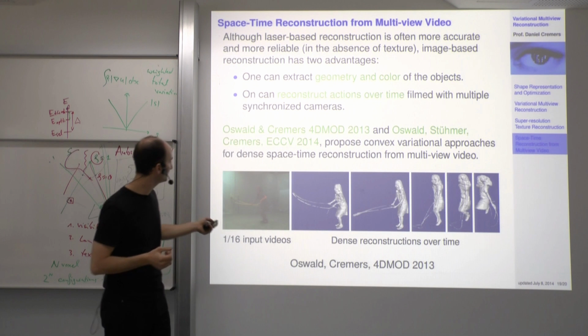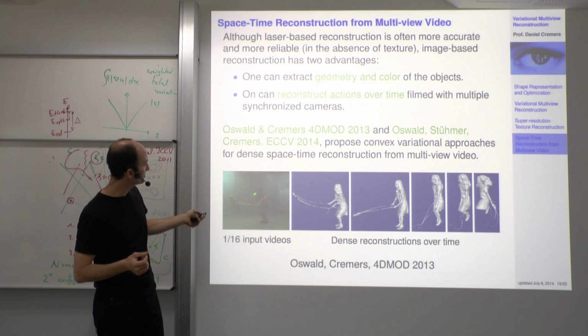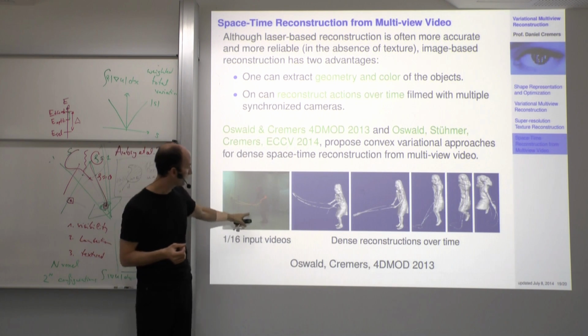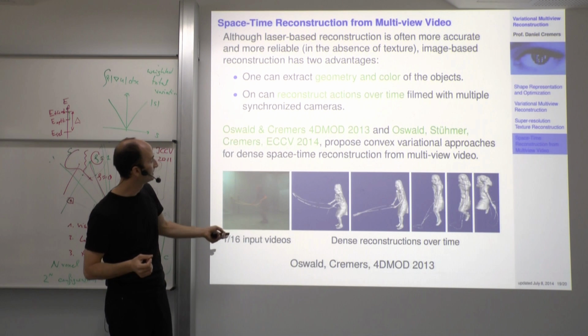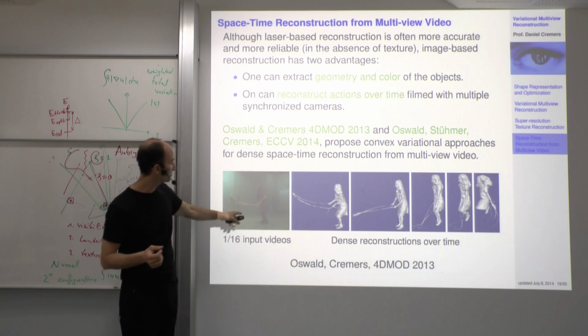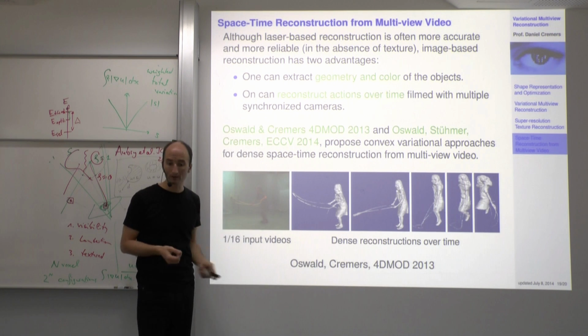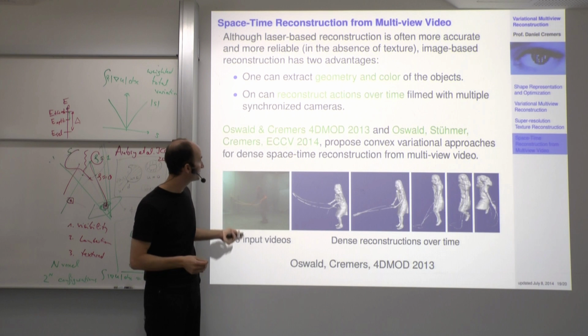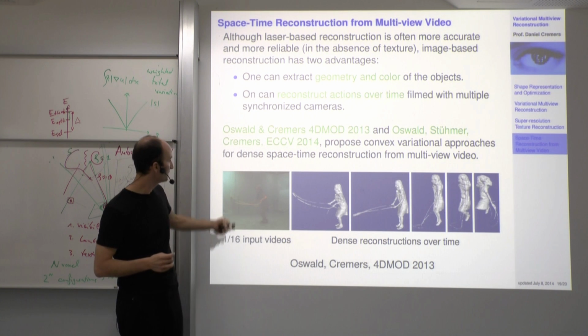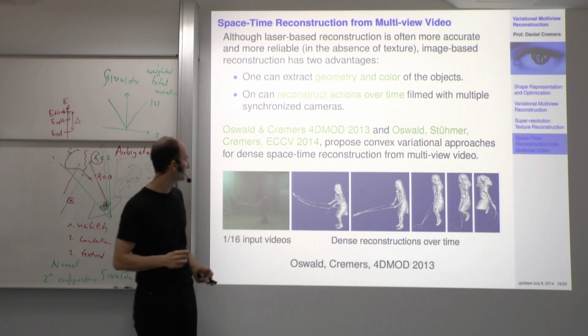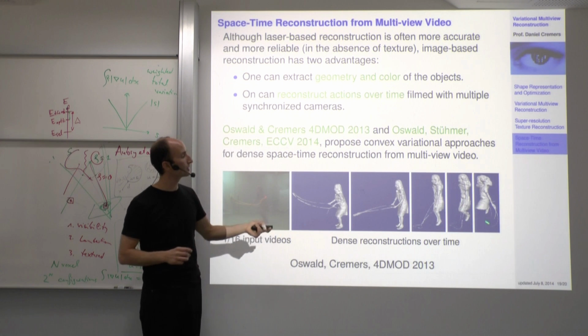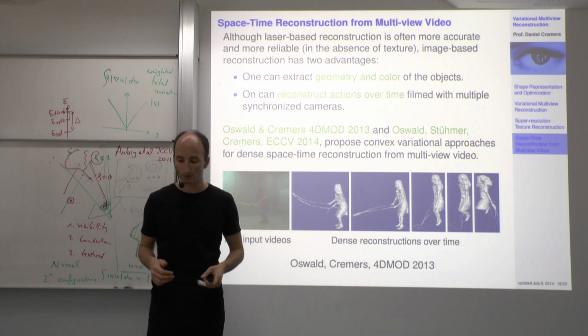Here is an example. This is a girl that is rope jumping that was actually acquired in a setup in Grenoble, in Edmond Boyer's lab. And this data is also online, so people can download it. We downloaded the data. There are 16 cameras that film actions synchronously. And here are some of the reconstructions we were able to compute with our approach.